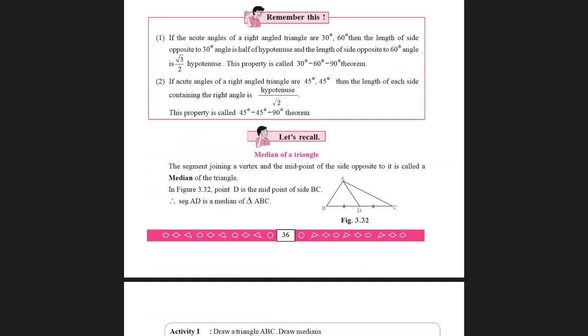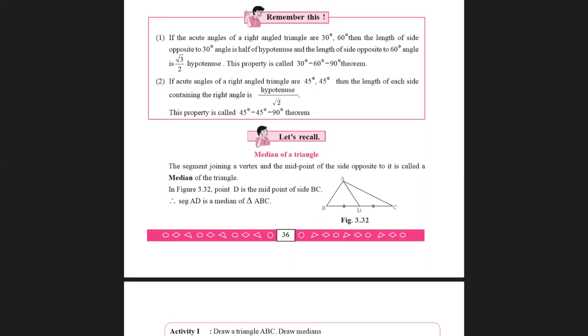Second, if the acute angles of a right angle triangle are 45 degrees and 45 degrees, the length of each side containing the right angle is hypotenuse by root 2. This property is 45 degrees, 45 degrees, 90 degree theorem.